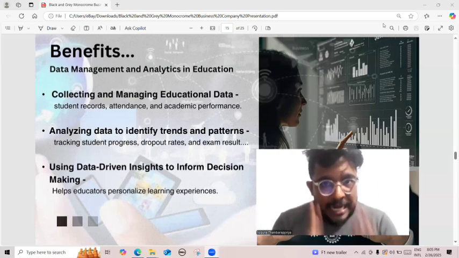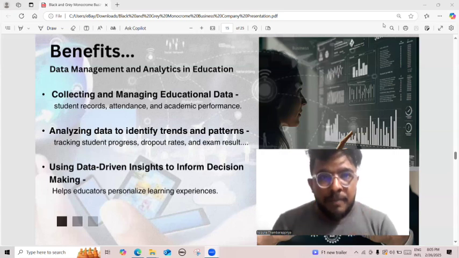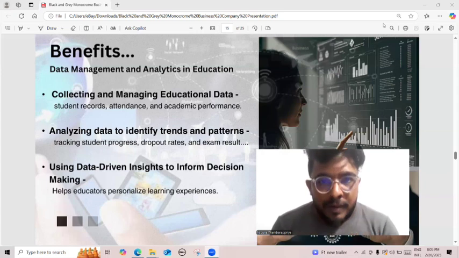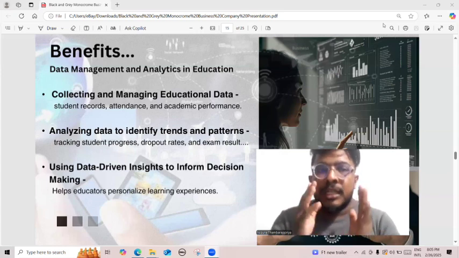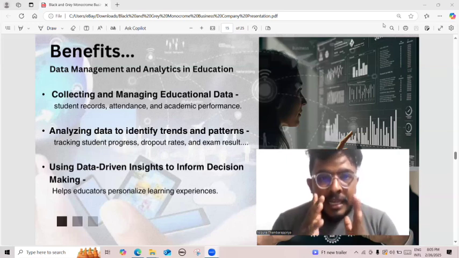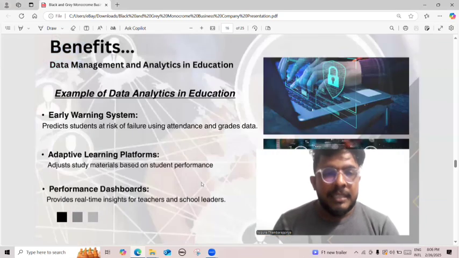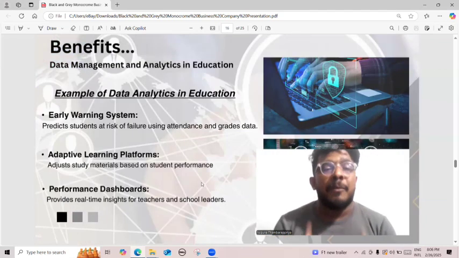Moreover, data analytics helps in curriculum development by identifying subject areas that require more focus, ultimately leading to improved student performance and institutional efficiency. For examples, early learning systems, adaptive learning platforms, performance dashboards.